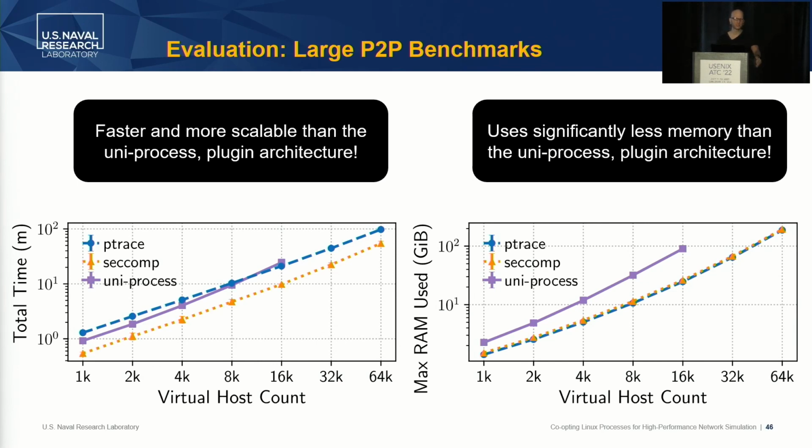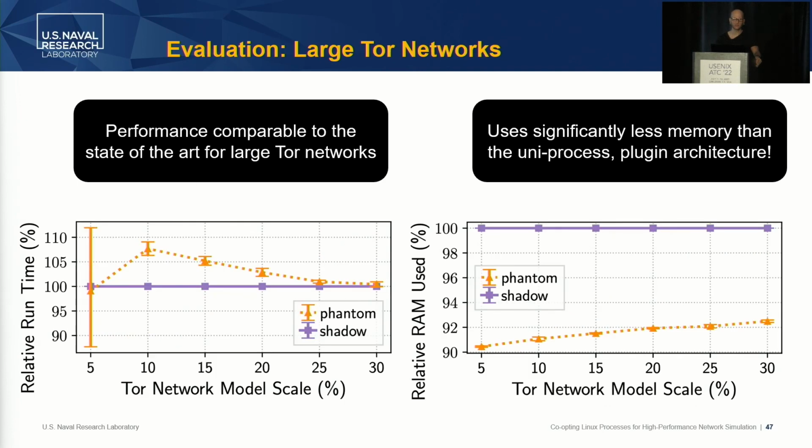We were also curious how this works in a realistic network, so we tested it in a distributed Tor network. And here we find that performance in Phantom is comparable to Shadow, which is a state-of-the-art simulator for large Tor networks. As the network size increases, we approach the same performance as Shadow. We think this is because Tor has a lot of computation in the application space, so most of the overhead is due to the application layer itself. And then the right graph shows memory usage again, and again, we use significantly less memory than the uniprocess plugin architecture, from about 90 to 92% in the cases we tested.